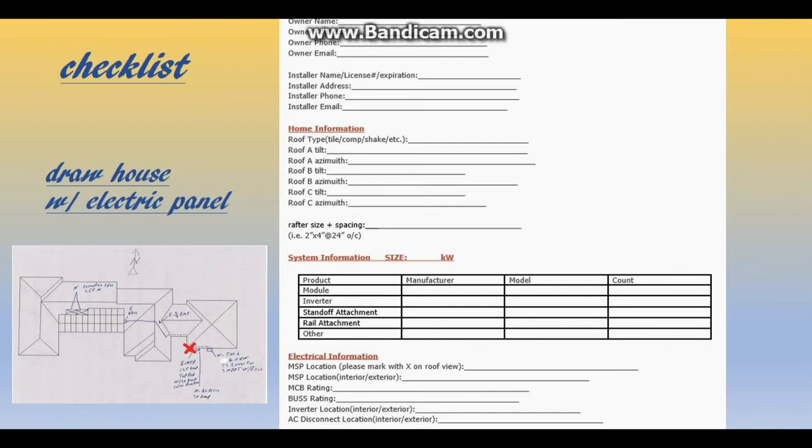And then here we have the owner name, the owner address, owner phone number, and optional owner email. If you work for a contractor, or if you're going to have a contractor do the project, do the installation, you will need to put that on the plans. Name, license, address, phone number, and possibly email of the contractor.